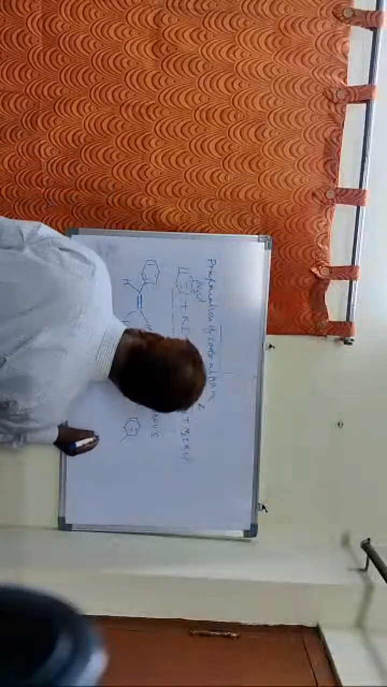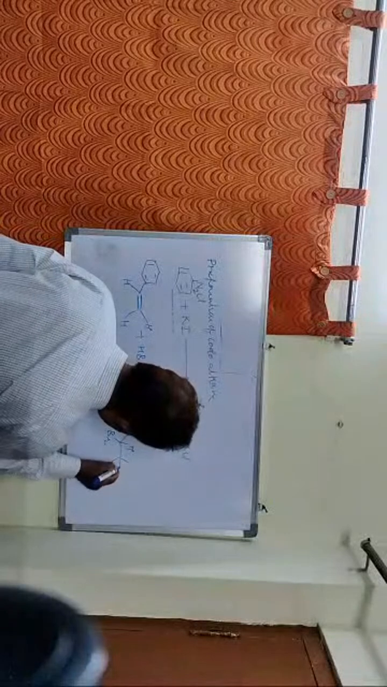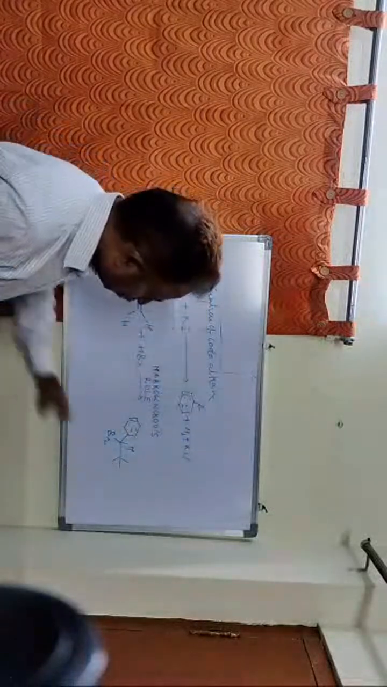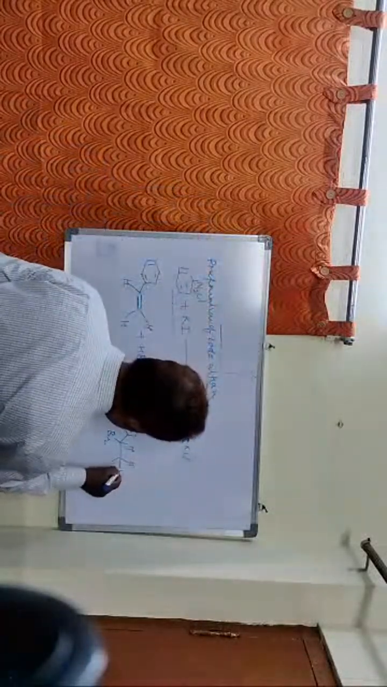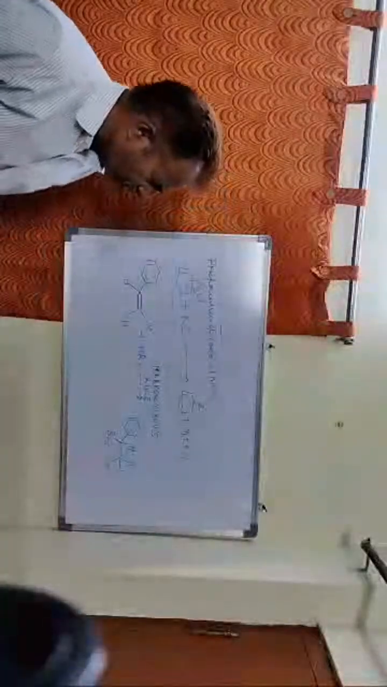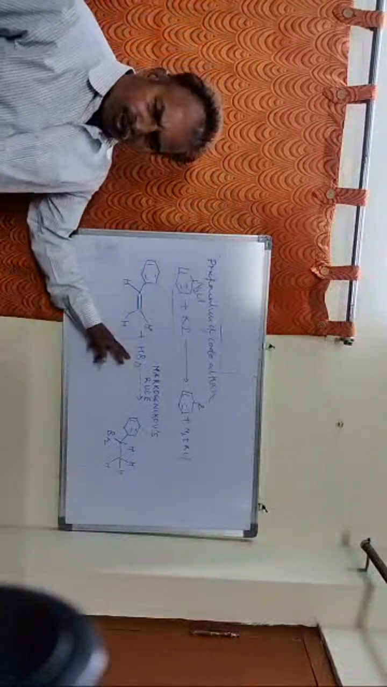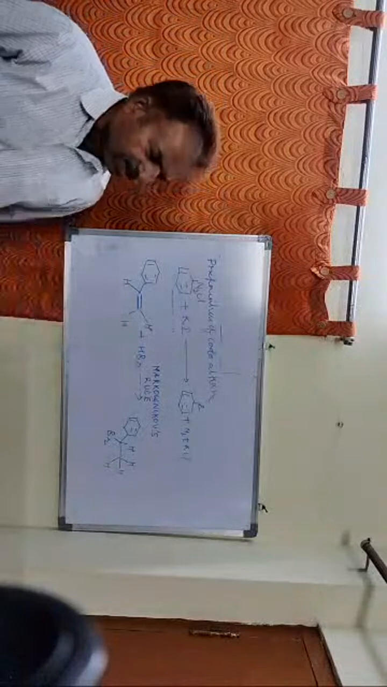Therefore, what do we get here? This is C, hydrogen, bromine. So as Markovnikov's rule is followed, the negative part of the addendum, that is the bromine atom, is added to the carbon bearing the less number of hydrogen atoms.